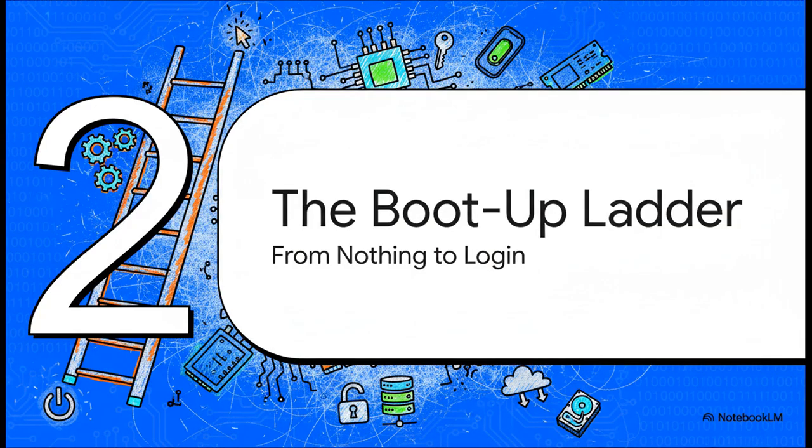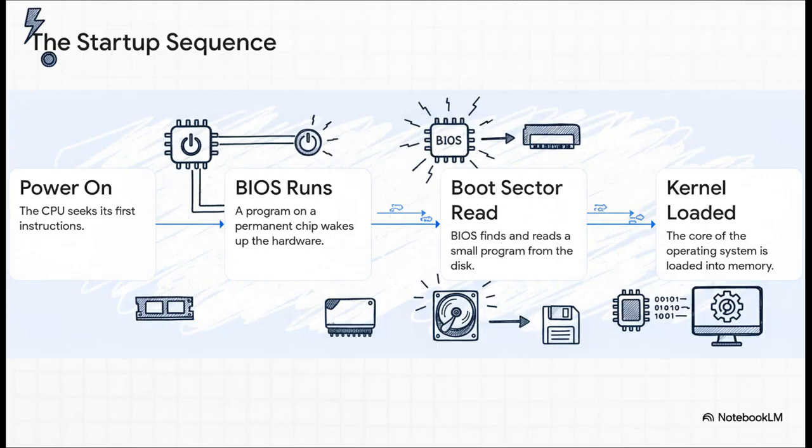So, how does a machine get around this? How does it pull itself up from nothing? The answer is this really clever step-by-step process. You can think of it like a ladder that the computer climbs rung by rung to go from a state of total ignorance to being fully up and running. This whole process is called booting up, and it really comes down to these 4 key steps.